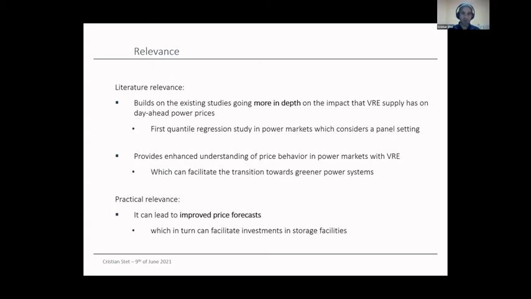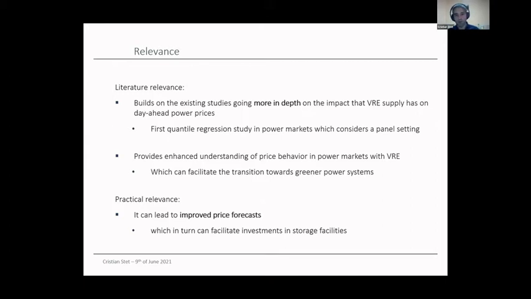Why is this study important? We go more in depth into the literature on how we can make use of quantile regressions to understand power markets and the impact of renewables on power prices. And the model that we propose, as I briefly explained in the introduction of this presentation, provides an enhanced understanding of how power prices behave. This enhanced understanding can also lead to improved price forecasts.